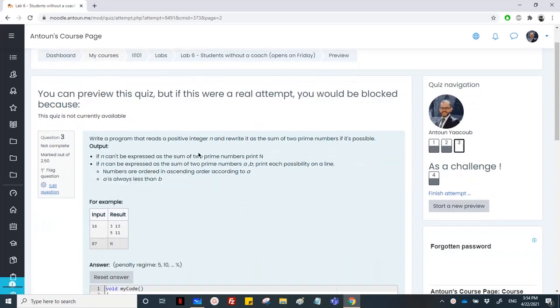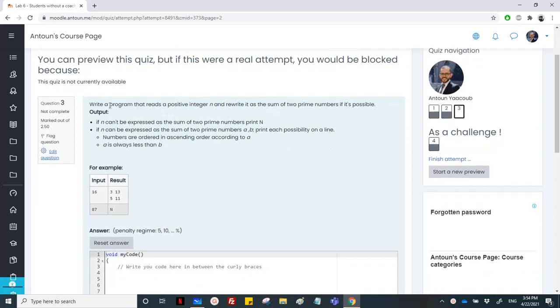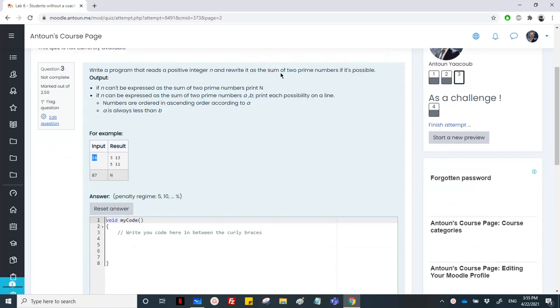Hello again, and in this recording I'll be solving an exercise related to prime numbers. The problem is we need to write a program that reads a positive integer, so it should be positive, and rewrite it as a sum of two prime numbers if it's possible.